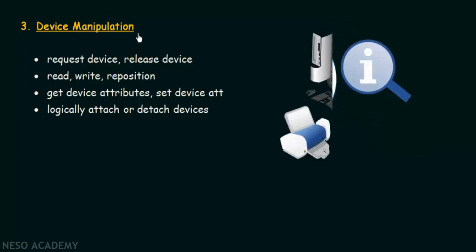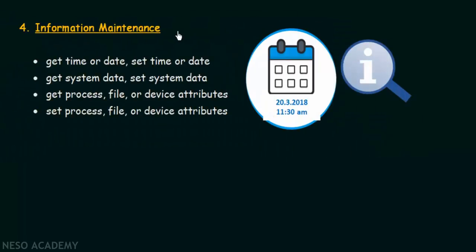Alright, now let's go to the fourth one. The fourth one is information maintenance. By information maintenance, what we mean is that all the information that we have about our system must be maintained and must be updated. For example, the date and the time. The system calls used for maintaining the information of your system fall under this category of information maintenance system calls. Here we have examples like get time or date and set time or date. This means that we get the time or date and then we set the time or the date. Then we have get system data and set system data. Similarly, like the time and date, we can get and set the system data.